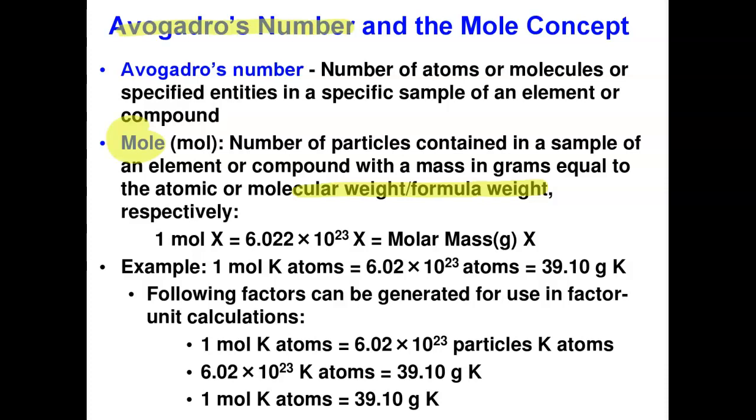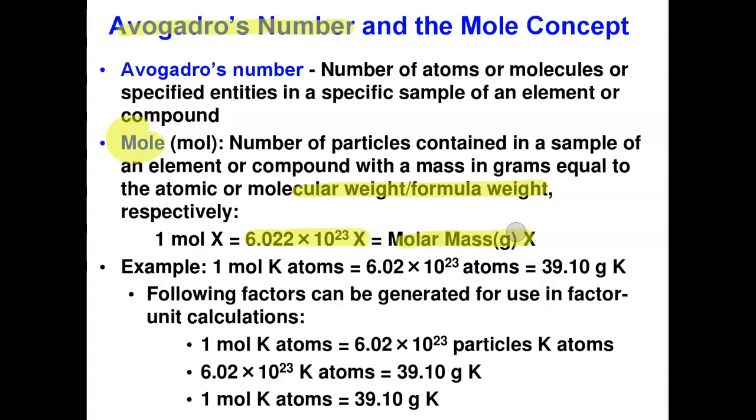Let's see an example. If you have 1 mole of X, of course, it contains this. Remember again, I said this is what we call Avogadro's number. Avogadro's number is the bulk unit of counting atoms. So this Avogadro's number is equal to 6.022 times 10 to the power 23 X, and then this will also be equal to the molar mass of X.